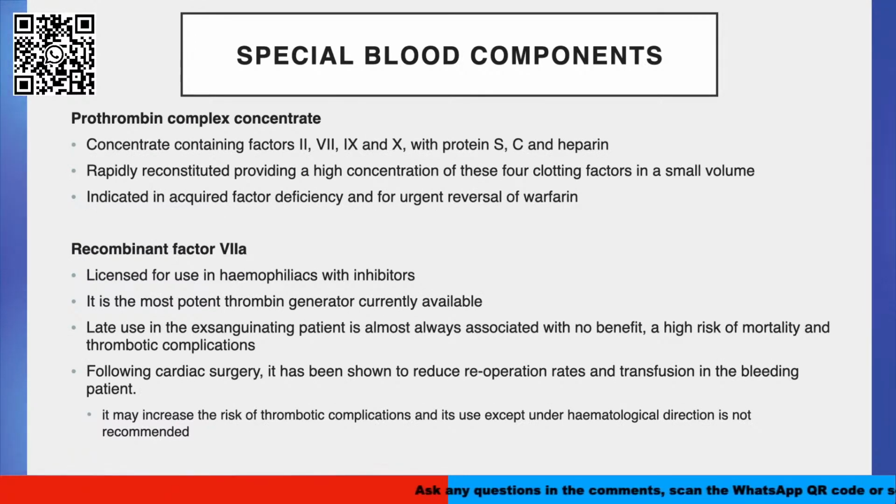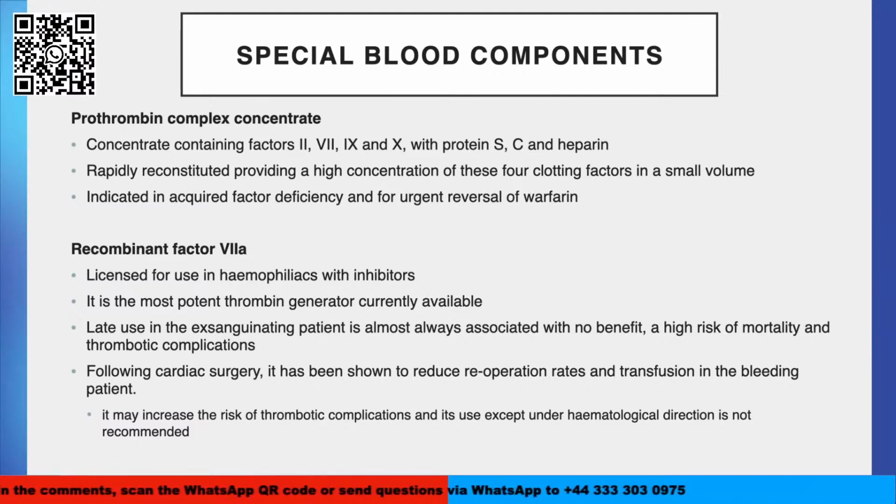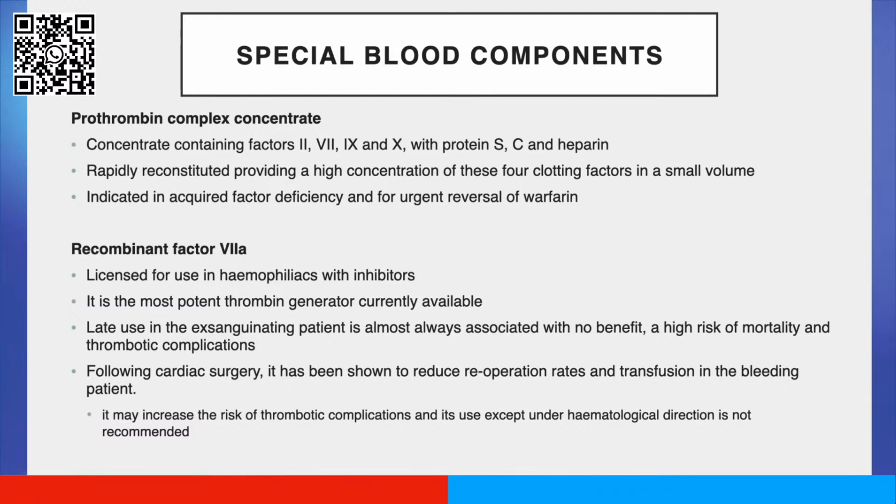I'm just going to touch upon special blood components. These include prothrombin complex concentrate, which contains factors 2, 7, 9 and 10, protein C, protein S and heparin. This can be rapidly reconstituted and provides a high concentration of these clotting factors within a small volume. It's indicated in acquired factor deficiencies and for urgent reversal of warfarin.